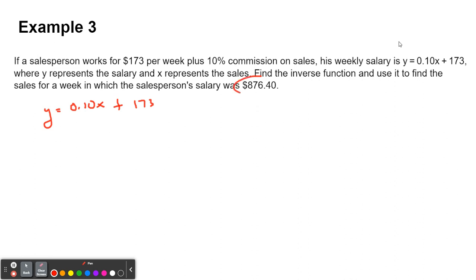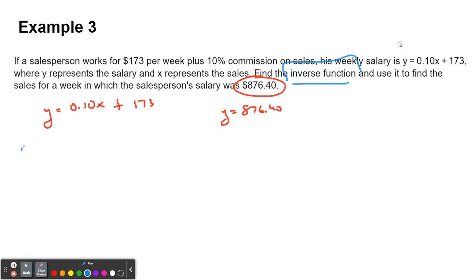And then they give us this number. Well, this number is the salary. It's the y value. Typically, we're given an x value to plug in and then simplify and get our y. Well, this time they gave us a y. So you could solve this problem by plugging that in for y and then solving for x, or you can do what they're asking you to do, and that is find the inverse first. And that's what we're going to do.